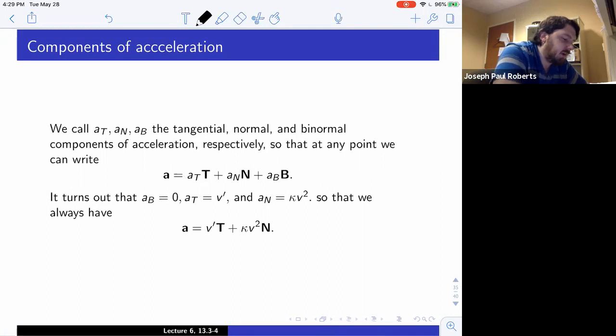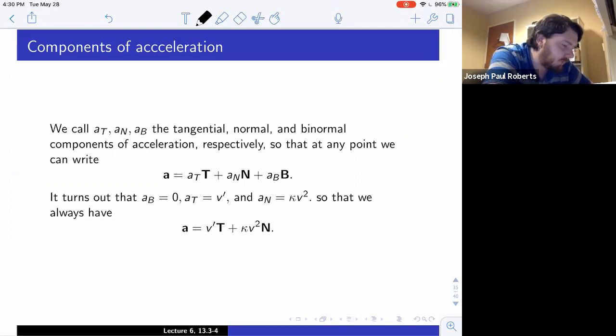The idea is that we have our acceleration a, which remember a is r double prime, and we want to express it in terms of our moving coordinate frame TNB that we talked about a few minutes ago. So the tangential component of acceleration is a sub T, the normal component is a sub N, and the binormal component is a sub B. It turns out we're going to be able to get equations for these three components of acceleration, and they're going to be instructive as far as what's going on.